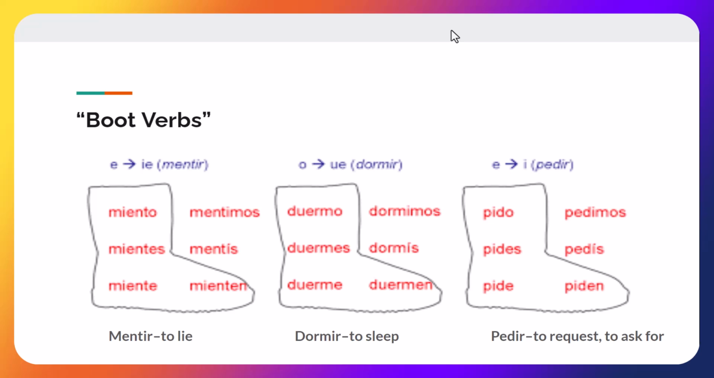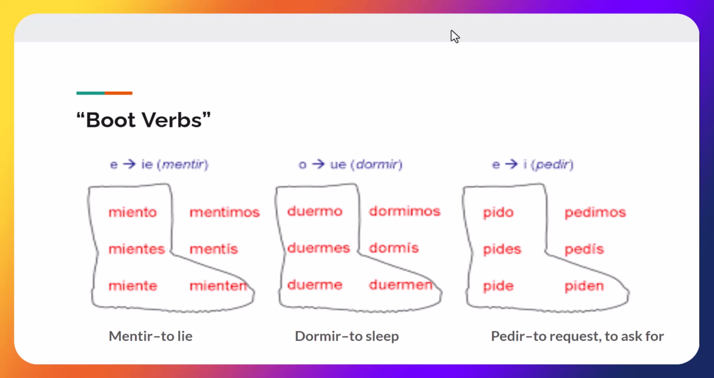Now the bad news. The bad news is there is no way to tell just by looking at an infinitive if it is stem changing or not. We learned the verb vender for to sell. Vender has an E in the stem, but it does not change. Vendo, vendes, vende, vendemos, venden. That is a regular verb. The verb comer, to eat, has an O in the stem, but it does not change. Comer is a regular verb. So we can't tell just by looking whether or not it is a regular verb.